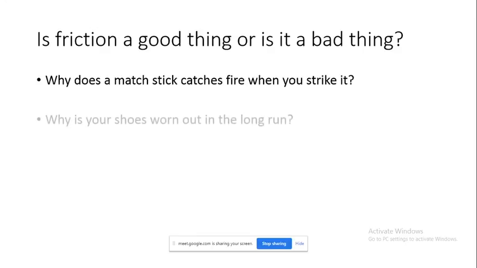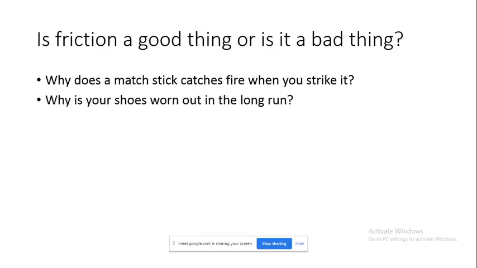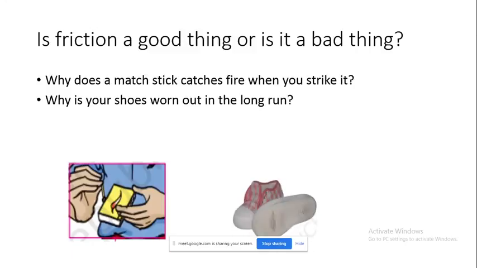Now the next question is, why do your shoes wear out in the long run? You have seen, after using them for maybe 6 months or 1 year, the sole of the shoe, the bottom of your shoes or chappal, there will be some tears there. When friction is a force. Yes, it is correct. Friction is also a force. Yeah, she was telling me it's due to friction and force, I think. Yeah, some other force maybe.